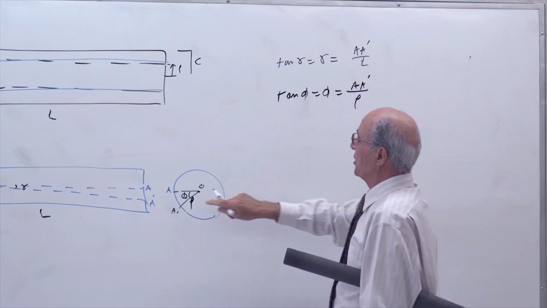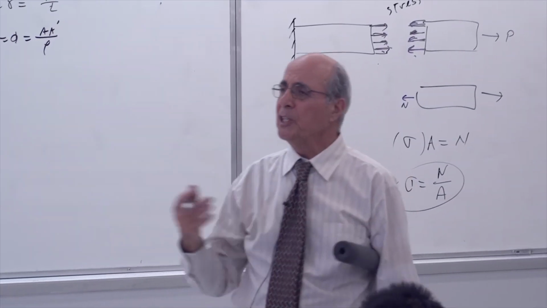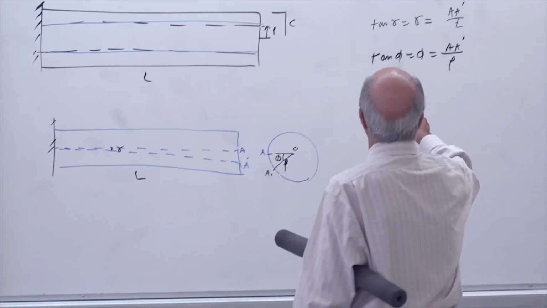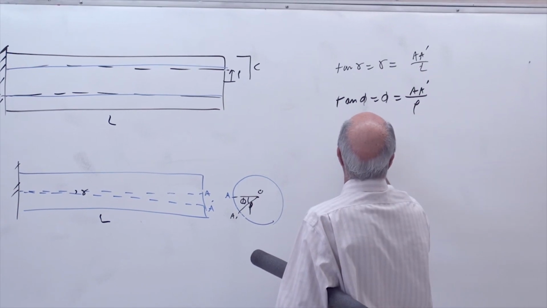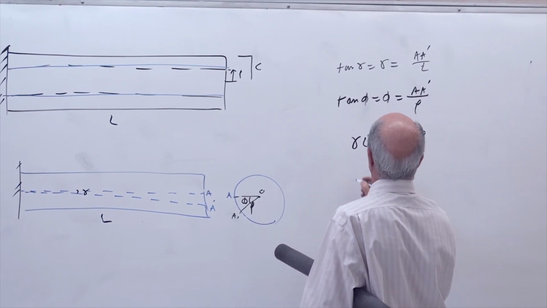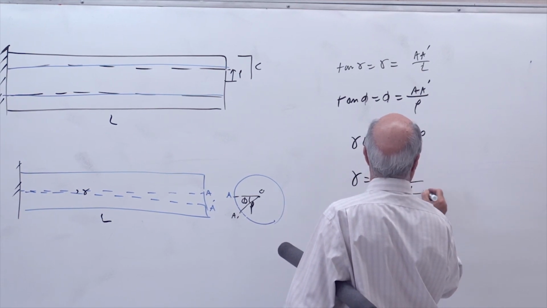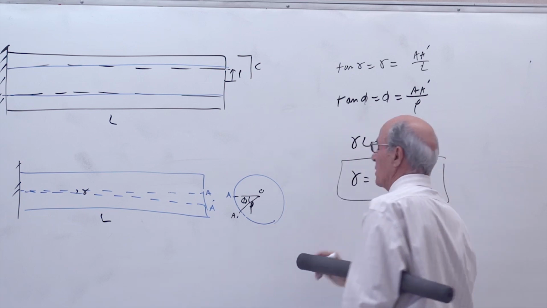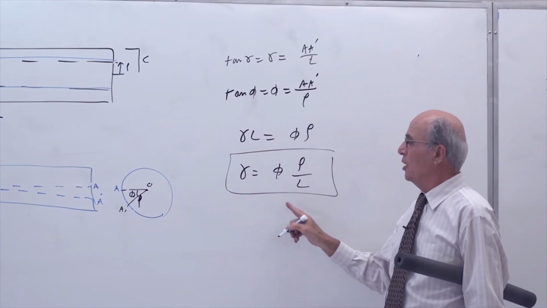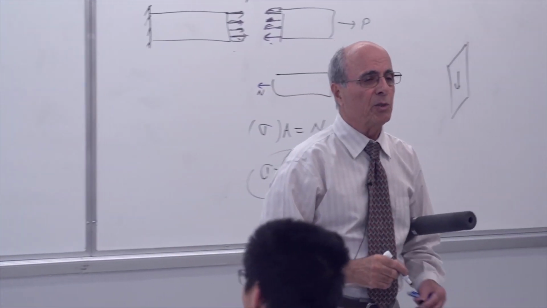Notice AA prime is the same. This length should be equal to that length, so you have to make these two quantities equal, yes or no? From here, you get gamma L equal to phi times rho, then gamma equal to phi times rho over L. That's what I was talking about, guys. Look what happened here. Phi is constant and L is constant, so gamma changes with rho. This is confirmation of what you were just saying.